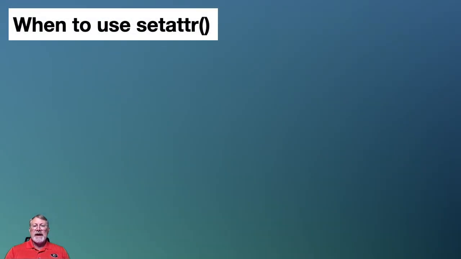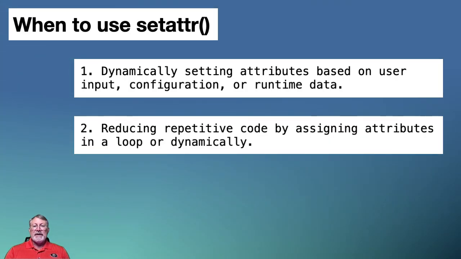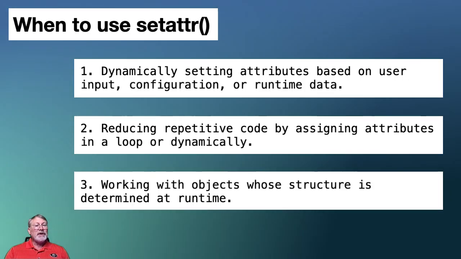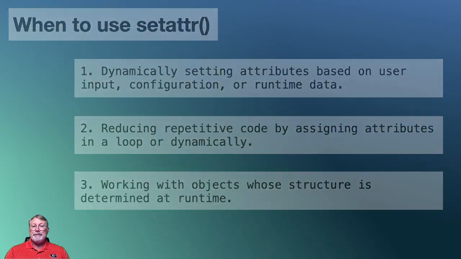You'd use setattr when you're dynamically setting attributes based on user input, configuration, or runtime data. When you're reducing repetitive code by assigning attributes in a loop or dynamically, or perhaps when working with objects whose structure is determined at runtime.